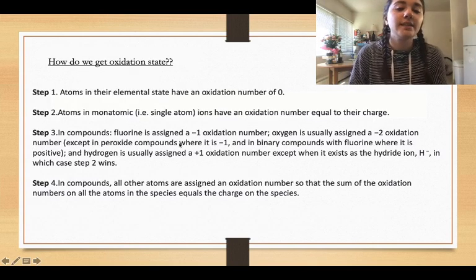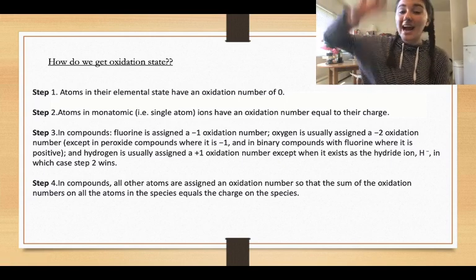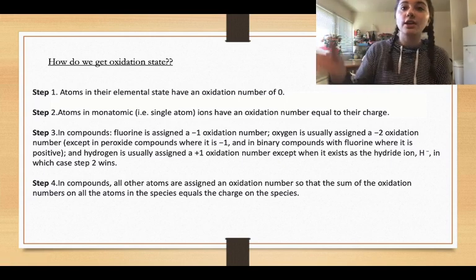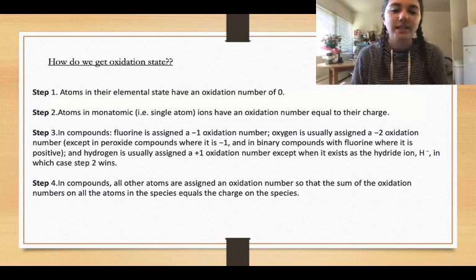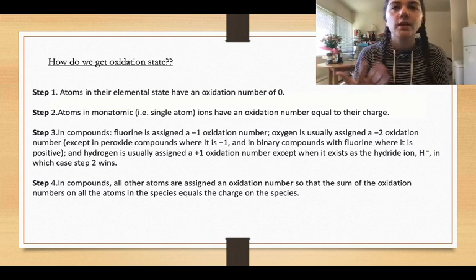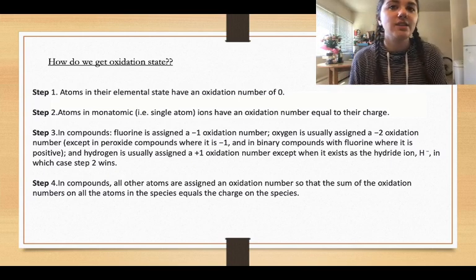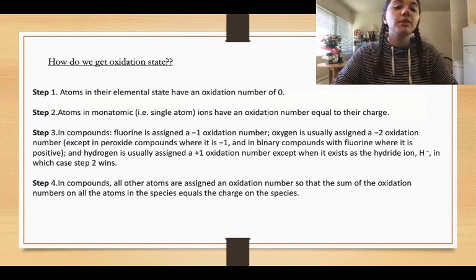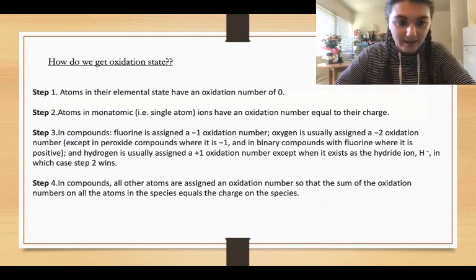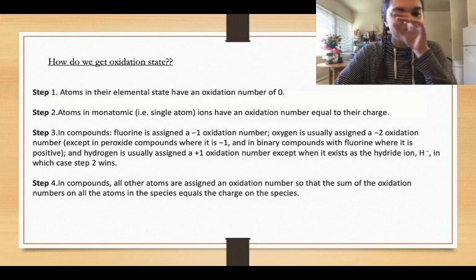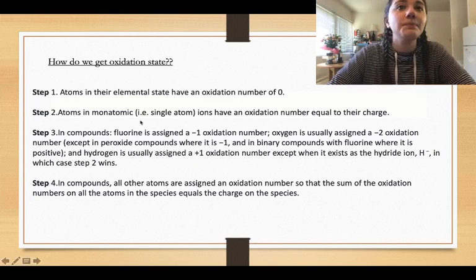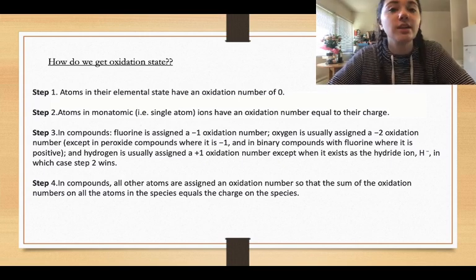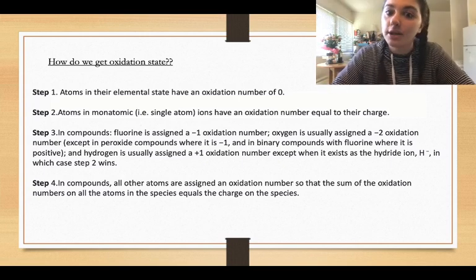In compounds, fluorine is assigned a -1 oxidation number, because it is in the halogens, and the halogens all have a -1 oxidation number. Oxygen is usually given -2, unless it's a peroxide compound, which you will not be particularly asked to look at, so don't be too alarmed by that one. Hydrogen is usually +1, except when it's a hydride anion, and you will know that when you look at the monatomic. So if you have CuH, Cu is plus and H would then be minus, because metals cannot be anions, but hydrogen can be either.